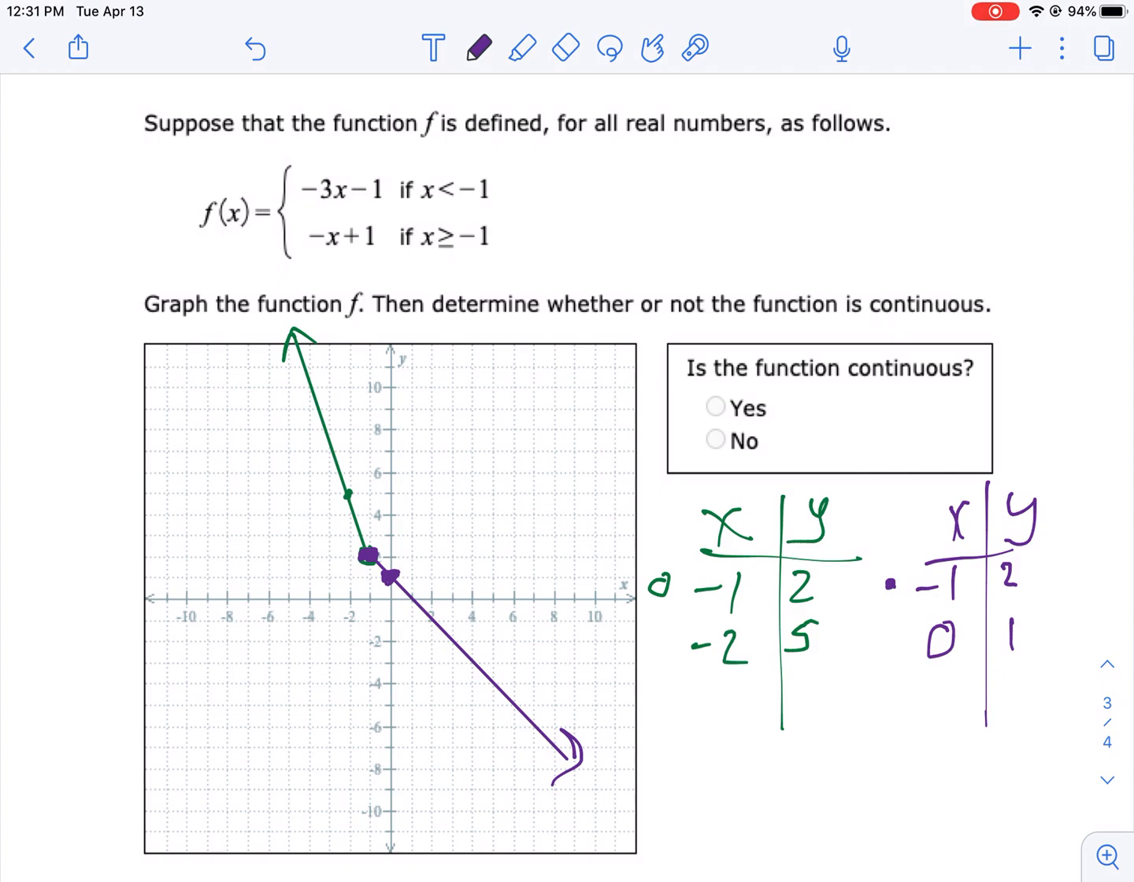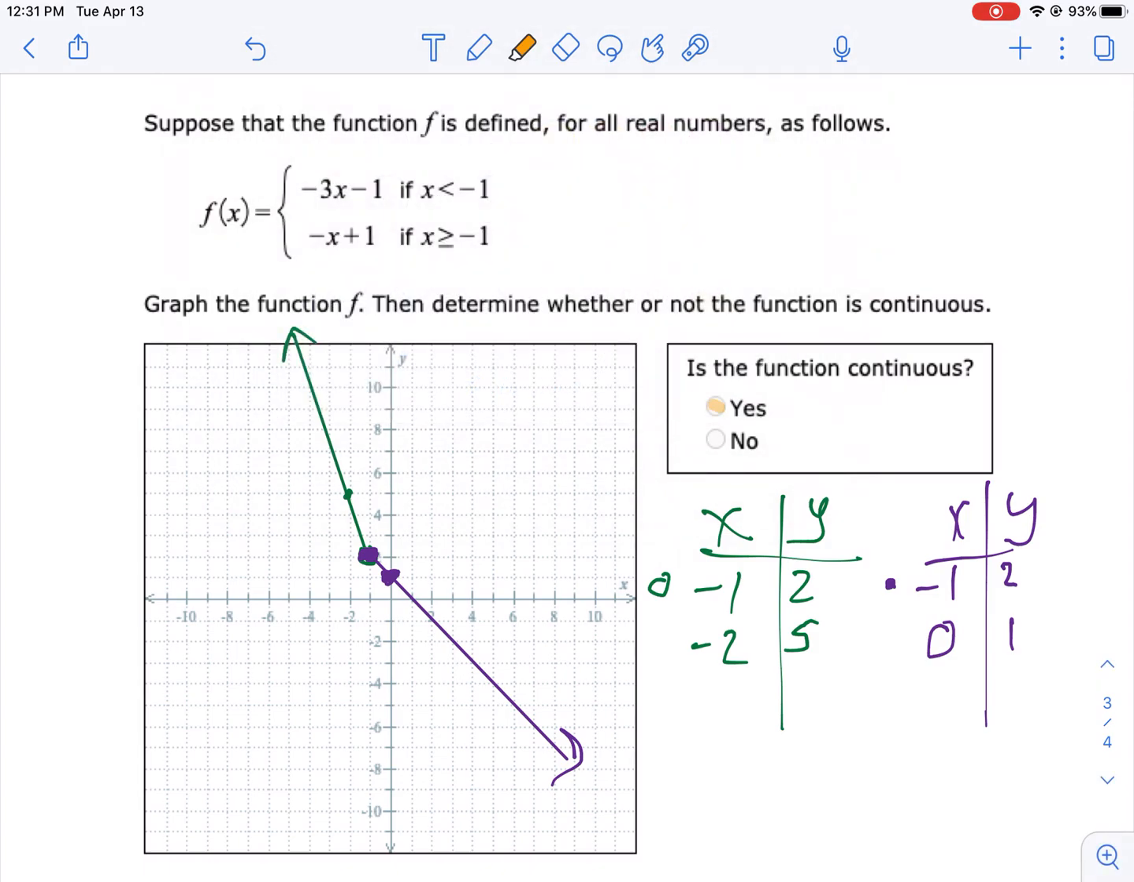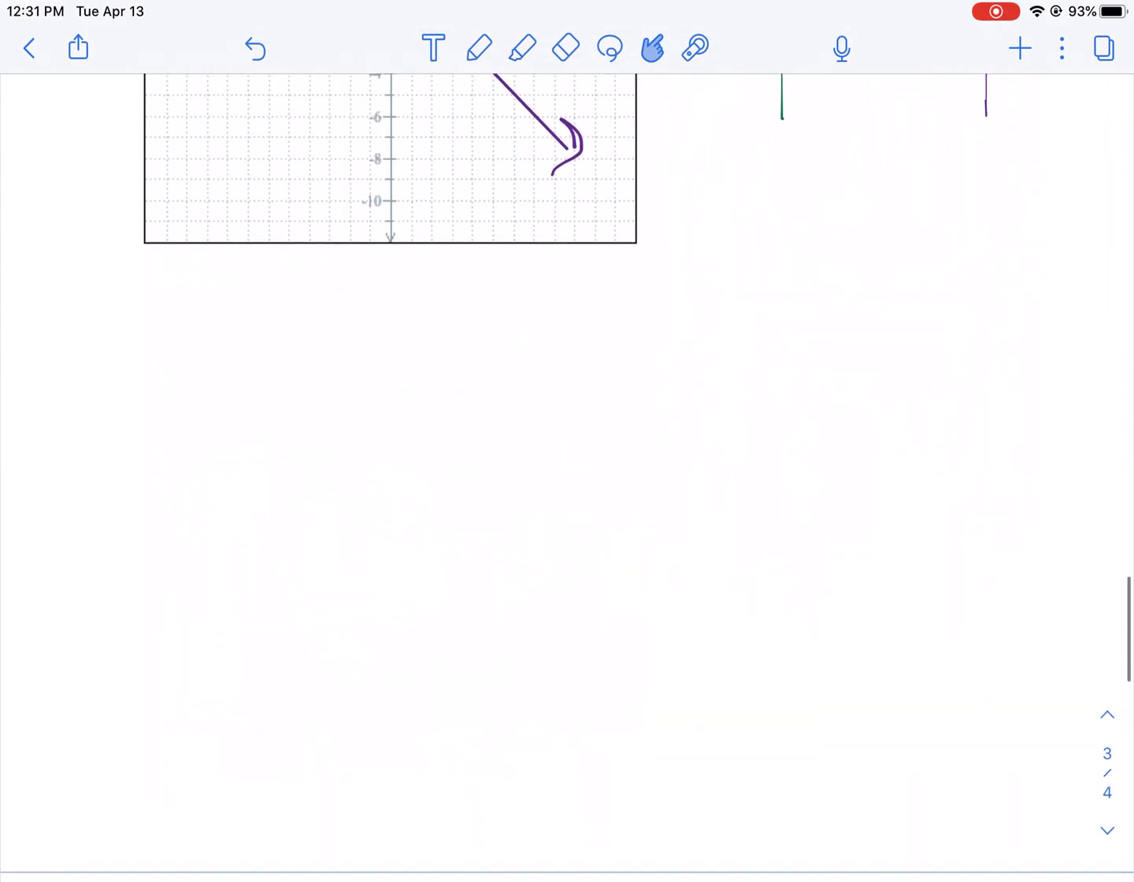Is it continuous? Could I have drawn this graph without lifting up my pencil? Sure, I could. So that would be a yes. I'm going to redo that one because it looks like I've selected both of them there. There we go. Let's do one more.